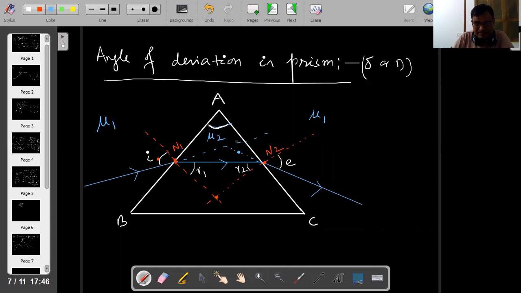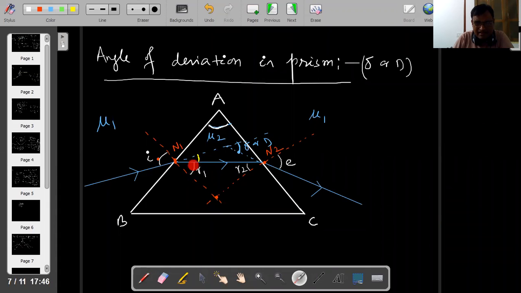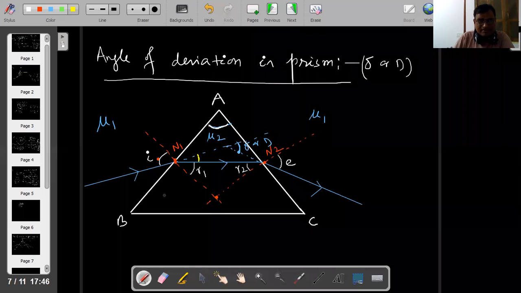This is the deviation delta, or D. Now tell me, what is this angle? If the whole angle is i and this part is r1, then this small portion is i minus r1. That is, this small angle is i minus r1.